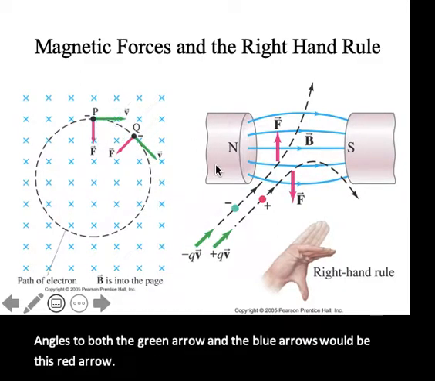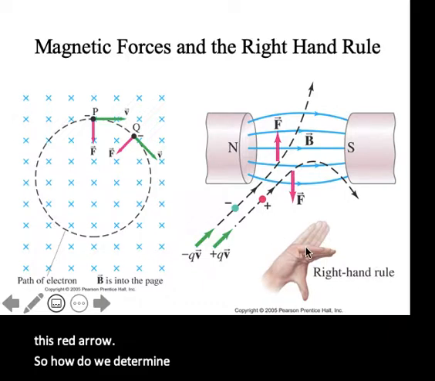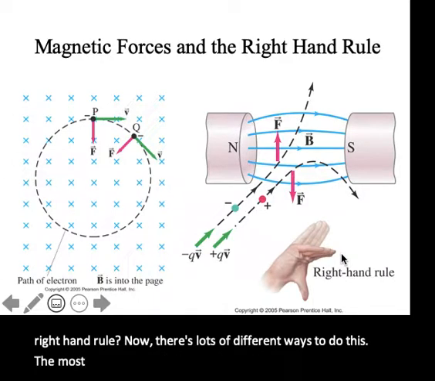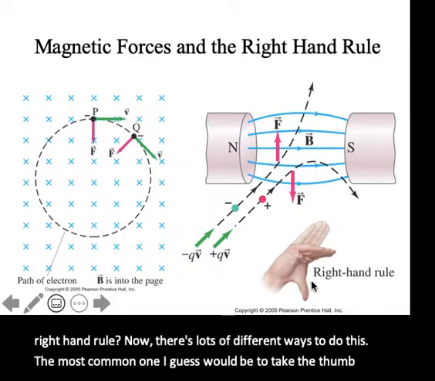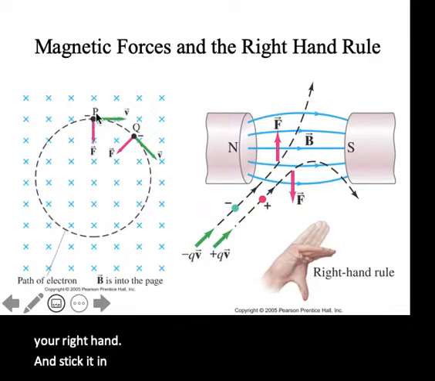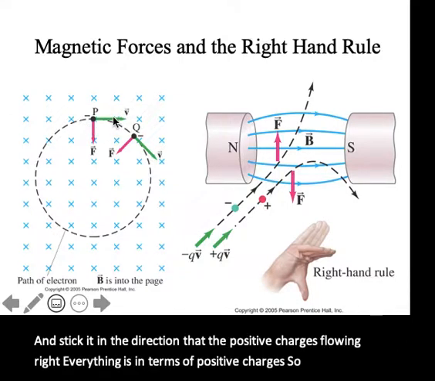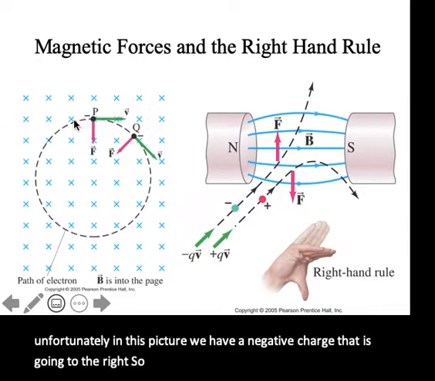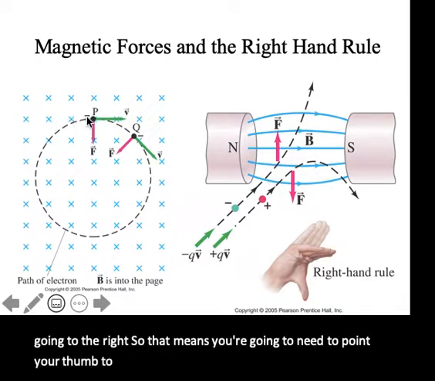So how do we determine that? We're going to use a version of the right-hand rule. There are lots of different ways to do this. The most common one, I guess, would be to take the thumb of your right hand and stick it in the direction that the positive charge is flowing. Everything is in terms of positive charges. Unfortunately, in this picture, we have a negative charge going to the right, so you need to point your thumb to the left. A negative charge going to the right is the same thing as a positive charge going to the left.